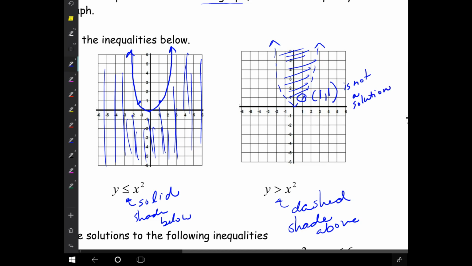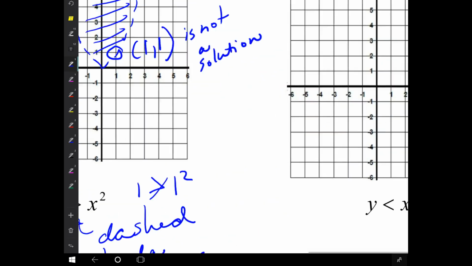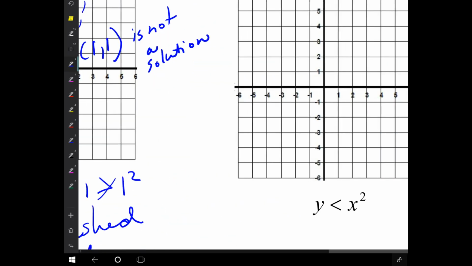Why is it not a solution? Because 1 is not greater than 1 squared. It's equal to 1 squared, which means I have to have that dashed boundary line to show that all these points along the actual curved shape do not exist as solutions. Okay, and last but not least, y is less than x squared. Would it be a dashed or a solid boundary line? Dashed, and how would I shade? Good, shade below.